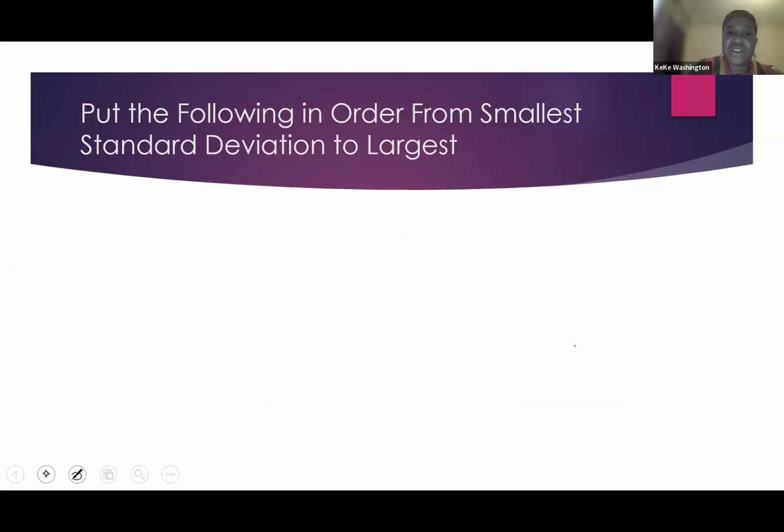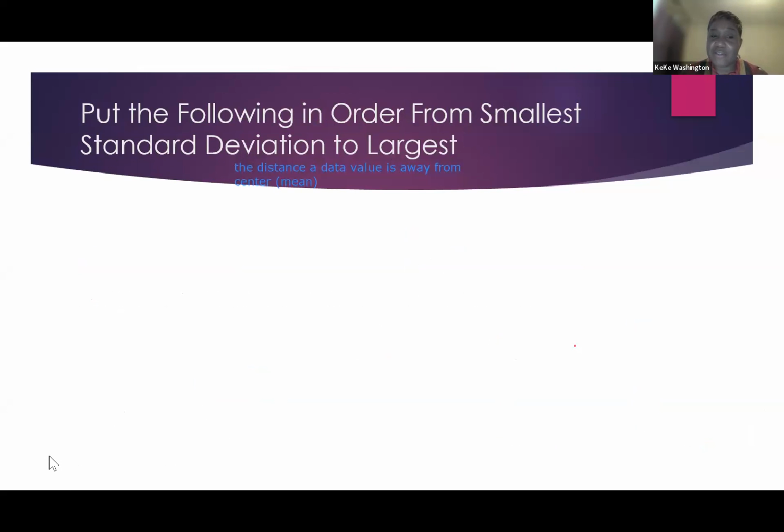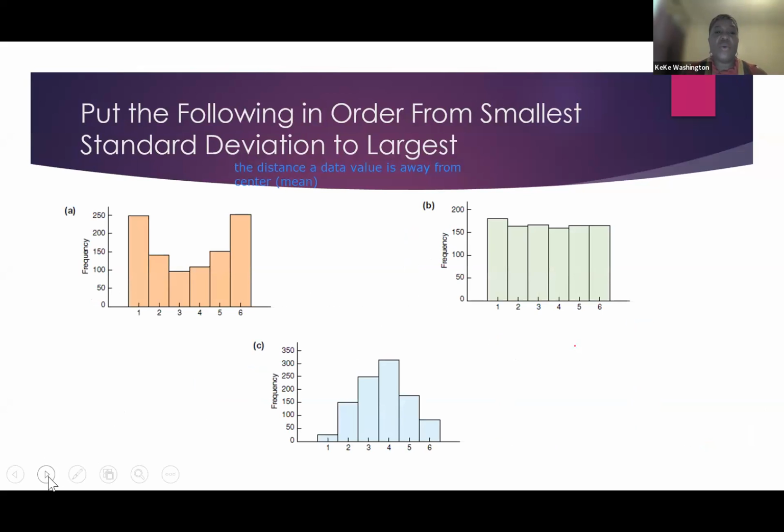So dealing with standard deviation, by definition, the standard deviation is the distance a data value is away from the center of the distribution, which, if it's symmetric, is the mean. So given that information, which one of these has the smallest standard deviation?